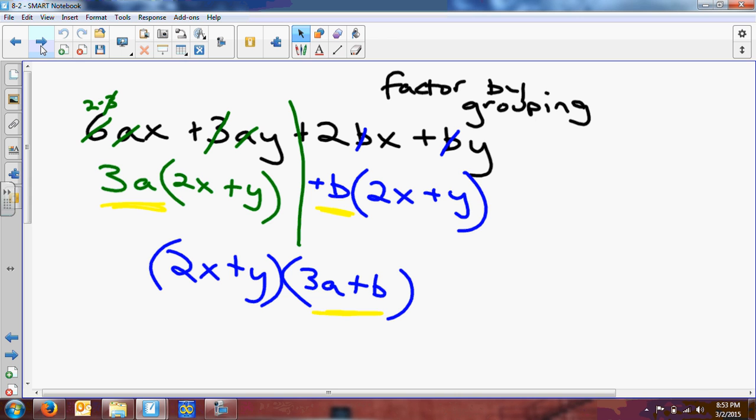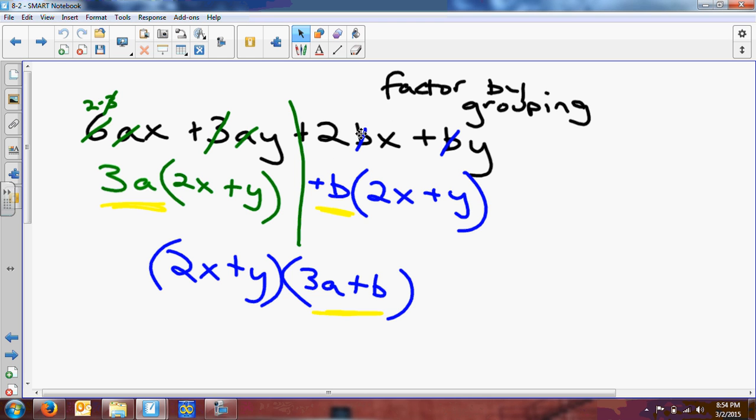Okay. Now we got factoring by grouping. It's tough to see behind all this. But we have 6ax plus 3ay. I said, well, what do they have in common? Well, they have an a, so we pull out an a. And then 3 and 6 are in common, so we pulled out a 3, which means this just became a 2. So I have 2x plus y left over. My leftovers go in here.